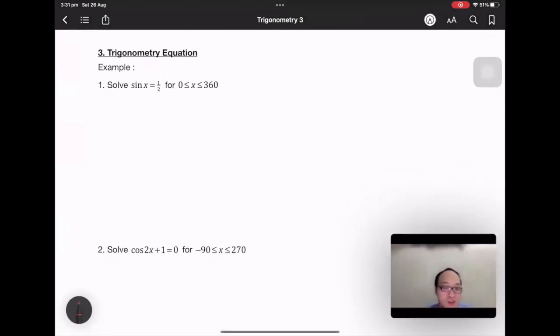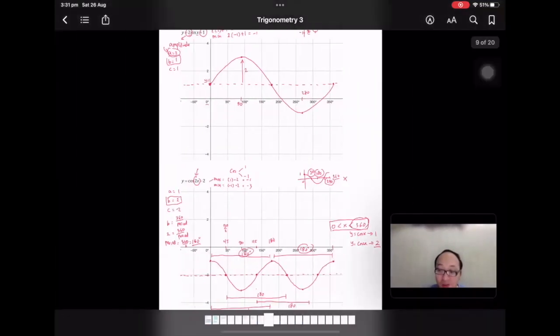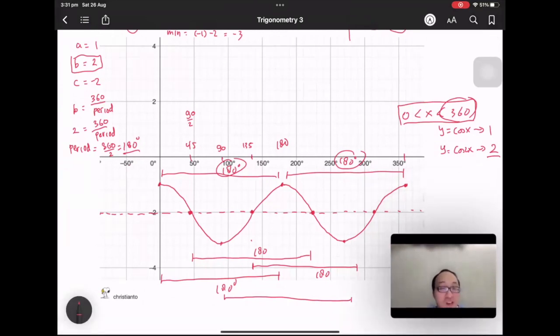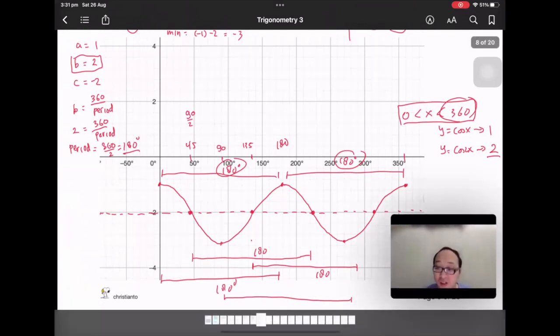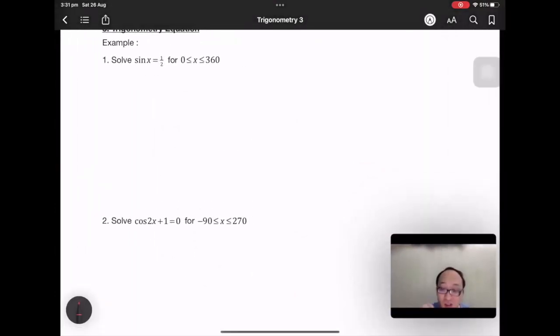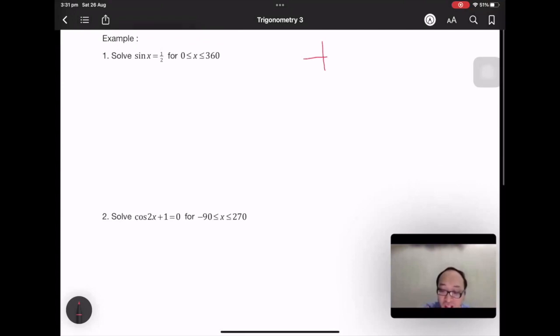Now move on to the trigonometric equation. So according to the graph before, we can find the solution of the trigonometric functions. So that's called the trigonometric equation. If we talk about trigonometric equations, that means we have to solve the equations. So for example, like this. Solve sine x equals to half. So that means we have to find the intersection between y equals sine x and y equals half.